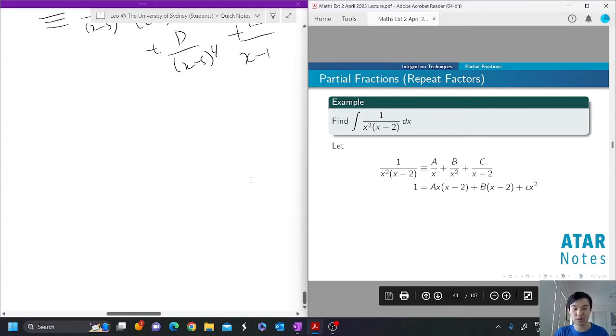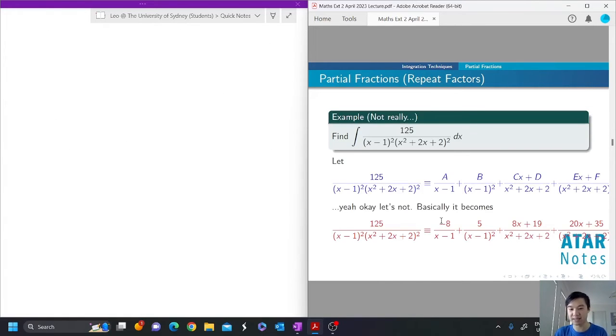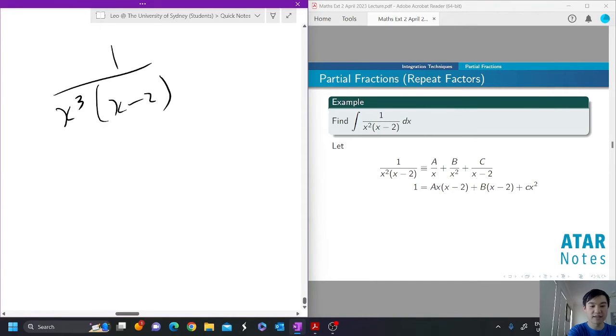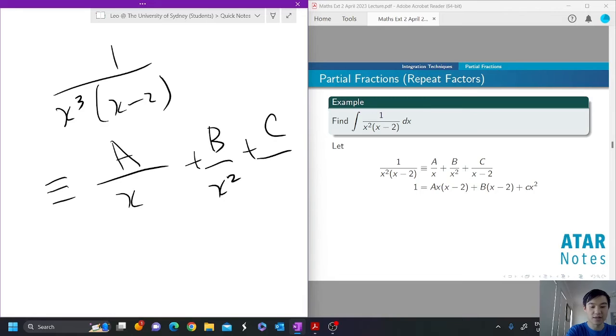So let's actually do a question now, not as complicated as this previous one, but let's just do this one. So if you got 1 over x squared times x minus 2, here the repeat factor is x, it's squared, so we would go a over x plus b over x squared. So if this was x cubed instead, what you would have done is you would have let this be a over x plus b over x squared plus c over x cubed, then a d for the x minus 2.